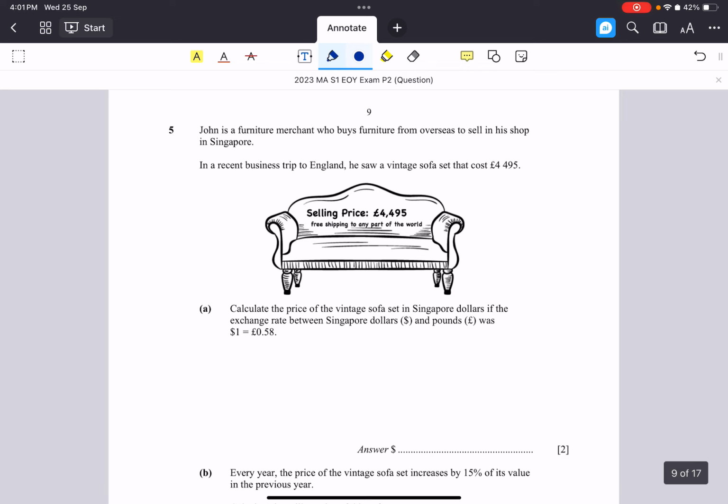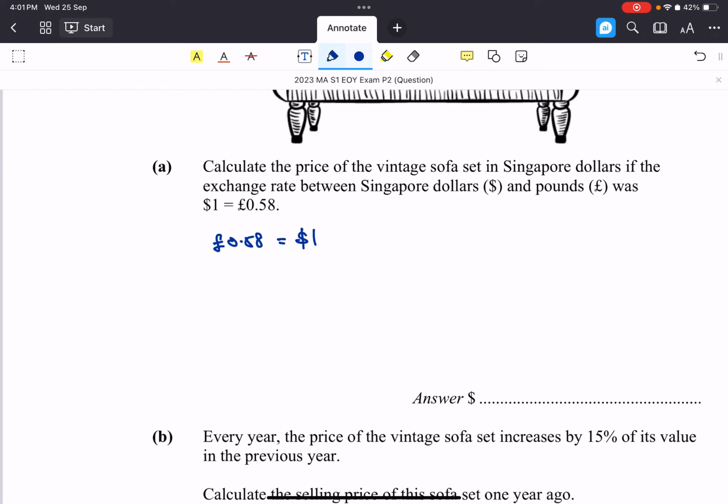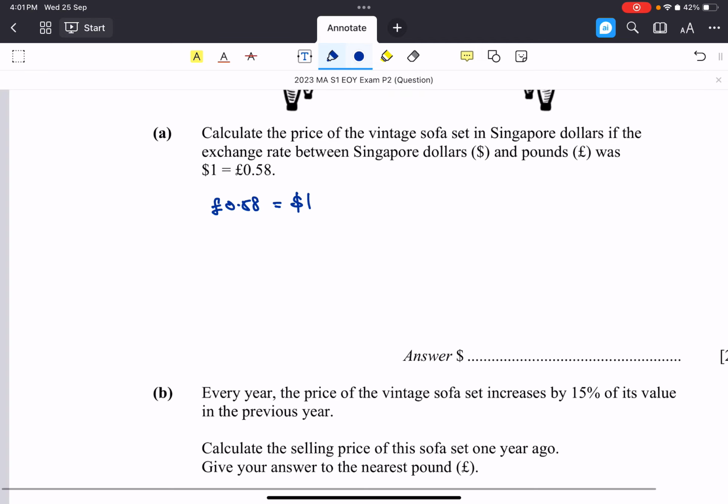John is a furniture merchant who buys furniture from overseas and sells in his shop in Singapore. In a recent trip to England, he saw a vintage sofa at cost £4,495. Calculate the price of the sofa in Singapore if the exchange rate is shown on the screen. We can rearrange this to be 0.58 equals $1, and the price is actually 4,495.